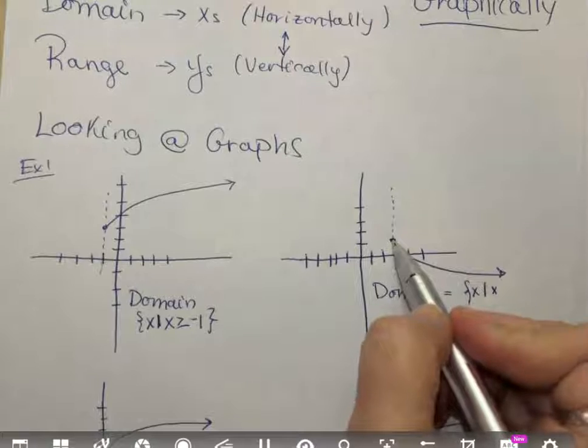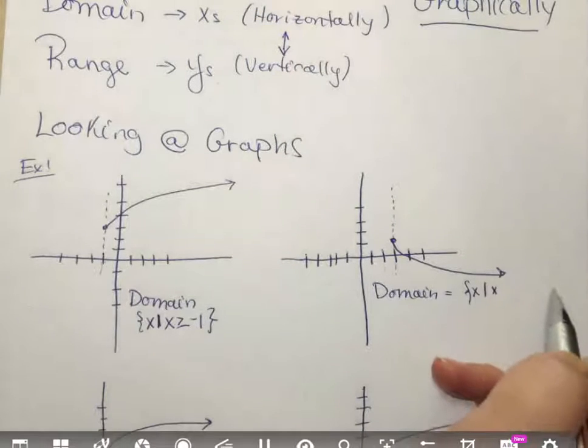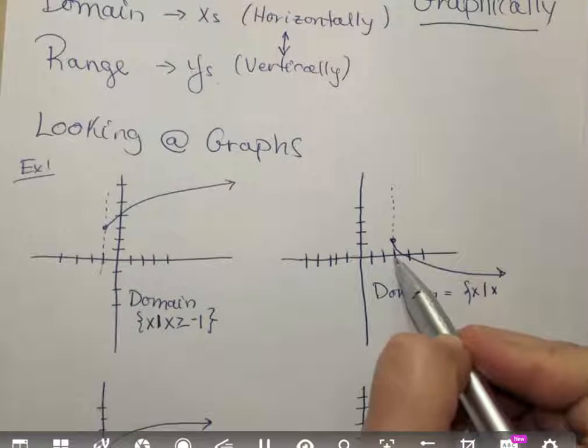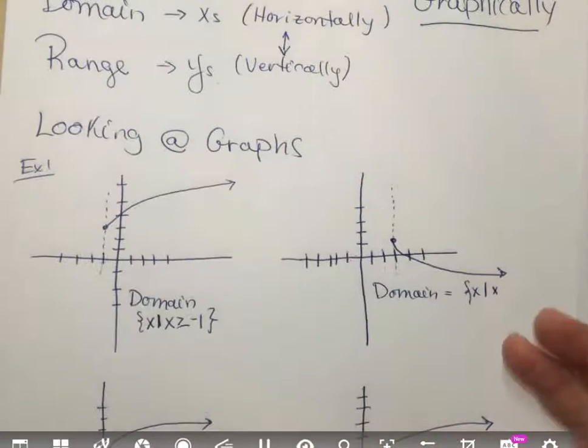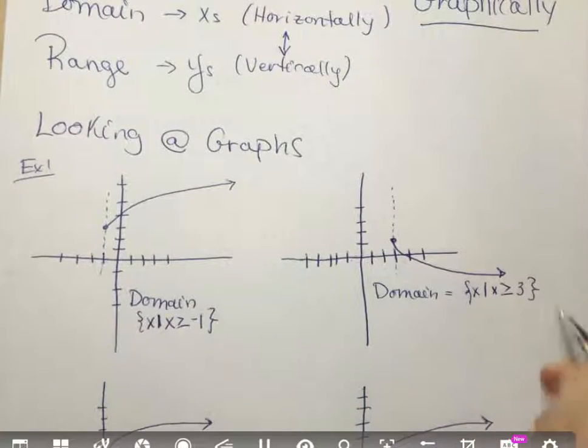I can reach up and touch the graph at 4. I could go out to 100, I could go down and touch the graph. So I know that my x has to be greater than or equal to 3. Close the curly brace or the set.